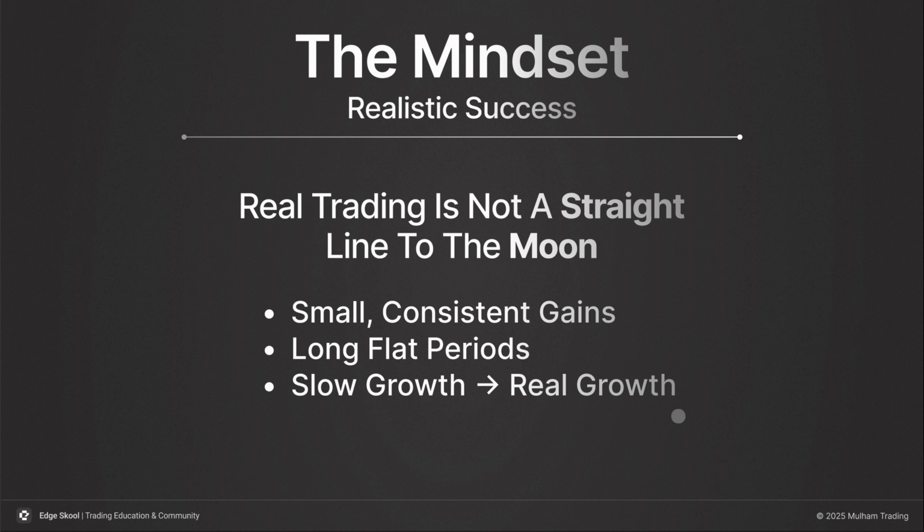Another thing is realistic success. Real trading is not a straight line to the moon. So you want to look for small, consistent gains instead of risking your whole account in order to double it in one trade. That's not going to work. It's about consistent small gains, long flat periods, and we want to look for slow growth. That is the real growth. So if you see someone flipping accounts 24/7, that is not real trading. That is gambling, because they could flip 3 accounts but then maybe lose another 3 accounts, and it's going to do nothing. So it's all about the small consistent gains.